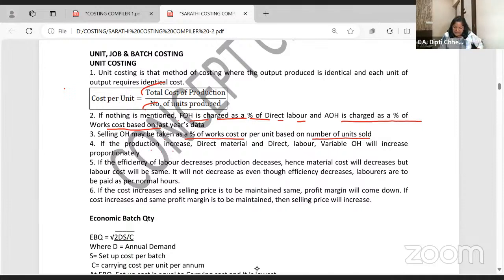If the production increases, the material and labor will also increase. Just now we have seen, when production increased by 60%, तुरंत हमने material cost increase किया.